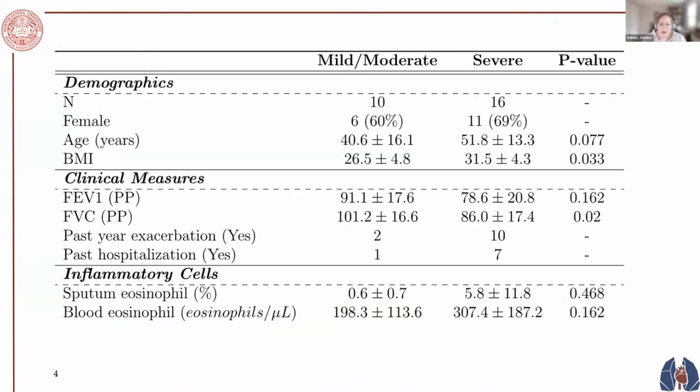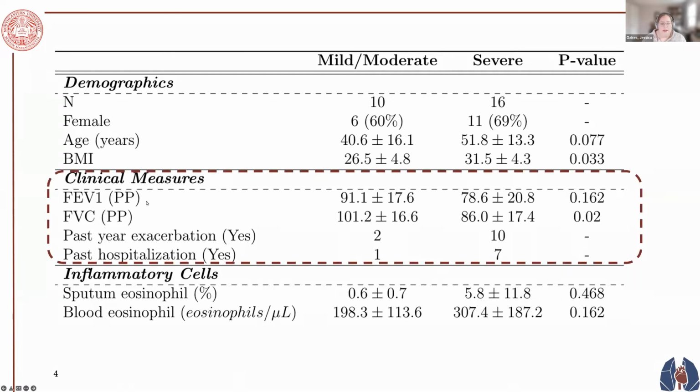In this study, we're looking at 26 subjects that are evenly distributed between mild, moderate, and severe asthma. We have a whole database of clinical measures that are taken on these subjects, but the ones that we're honing in on are spirometry, FEV1, and FVC, as well as a history of exacerbation, as well as need to go to the hospital.